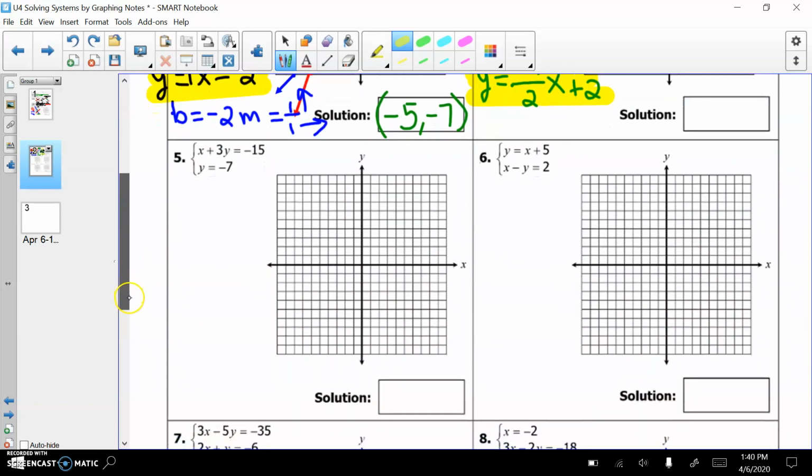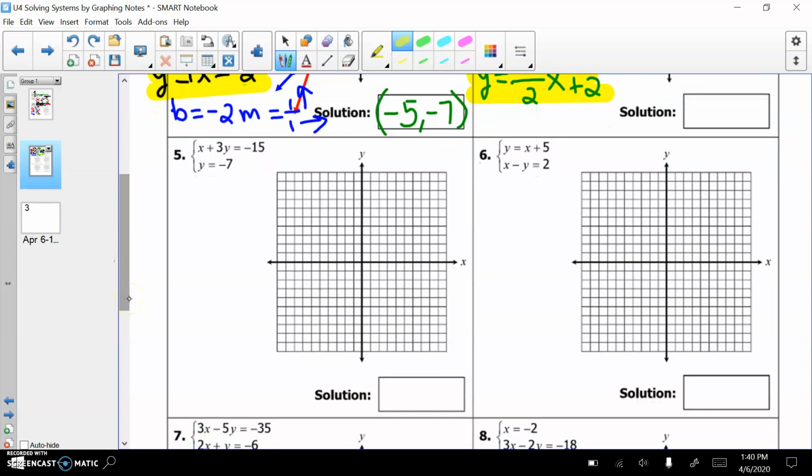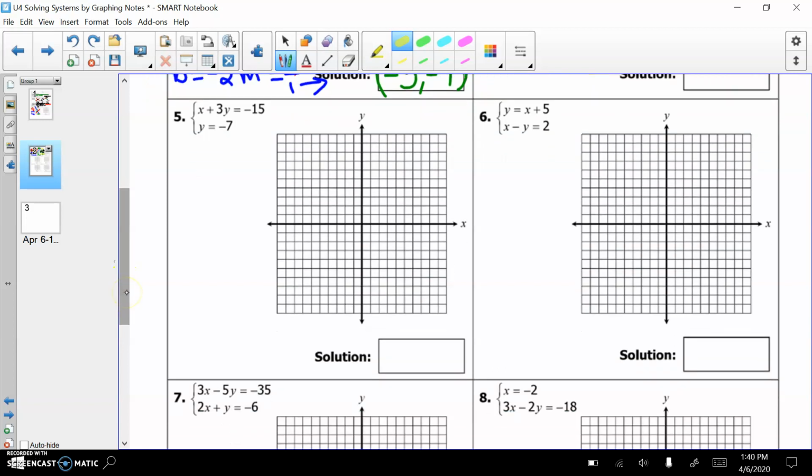I do want to look at these. There are a couple of different ones down here at the bottom, like number 5, and then maybe we'll do number 6. We'll do these two, and then we'll call it quits for this video.